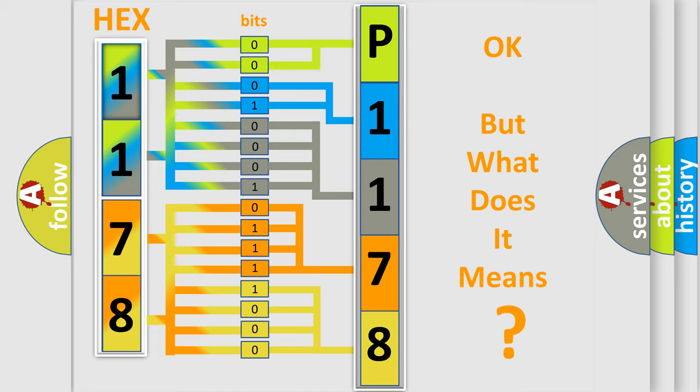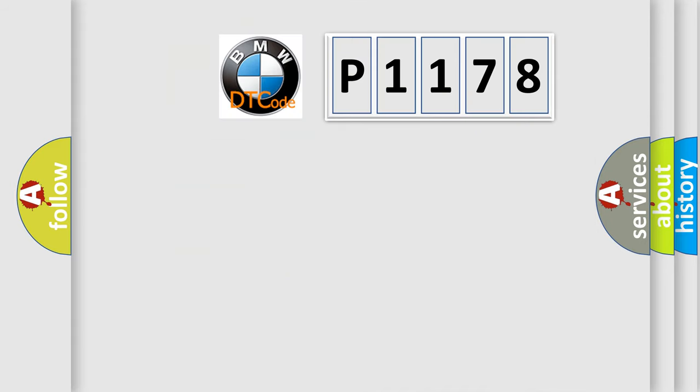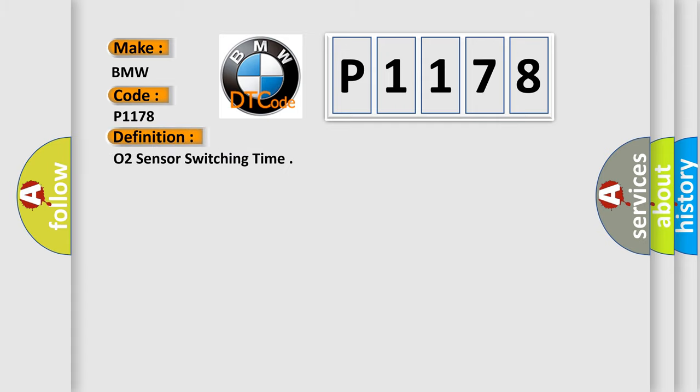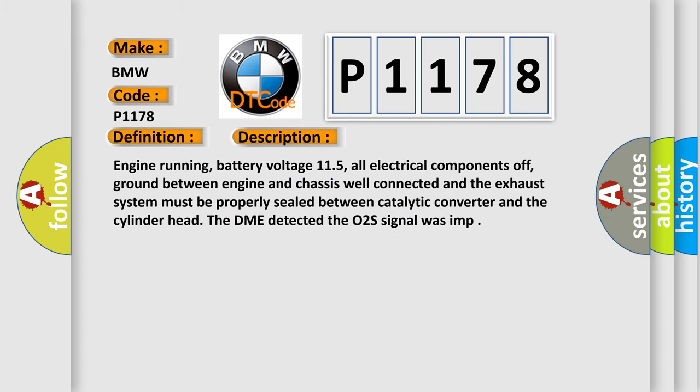The number itself does not make sense to us if we cannot assign information about what it actually expresses. So, what does the diagnostic trouble code P1178 specifically interpret for BMW car manufacturers? The basic definition is O2 sensor switching time. And now this is a short description of this DTC code.